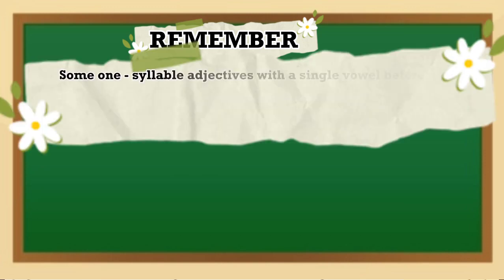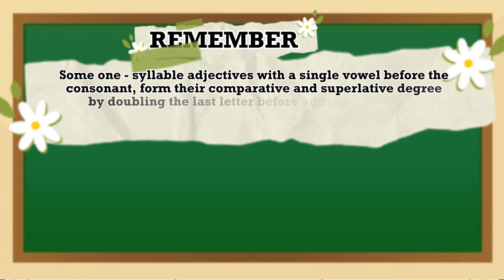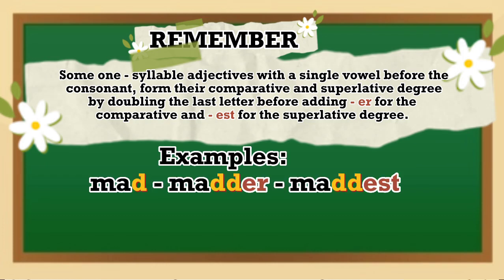Remember, some one-syllable adjectives with a single vowel before the consonant form their comparative and superlative degree by doubling the last letter before adding er for the comparative and est for the superlative degree. For example, the word mad. The word mad is a one-syllable adjective with a single vowel before the consonant. To form its comparative degree, double the last letter D and add ER. In superlative degree, double the last letter D and add EST. Our words are mad, madder, maddest.